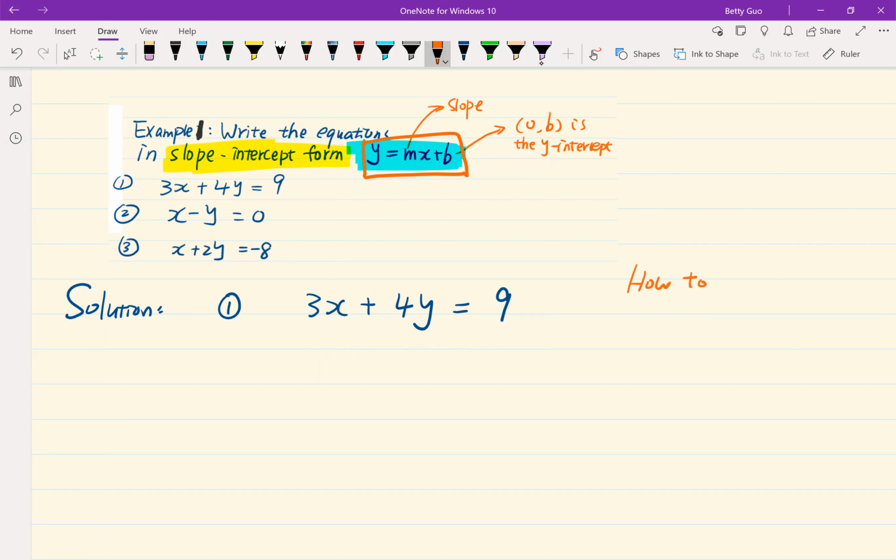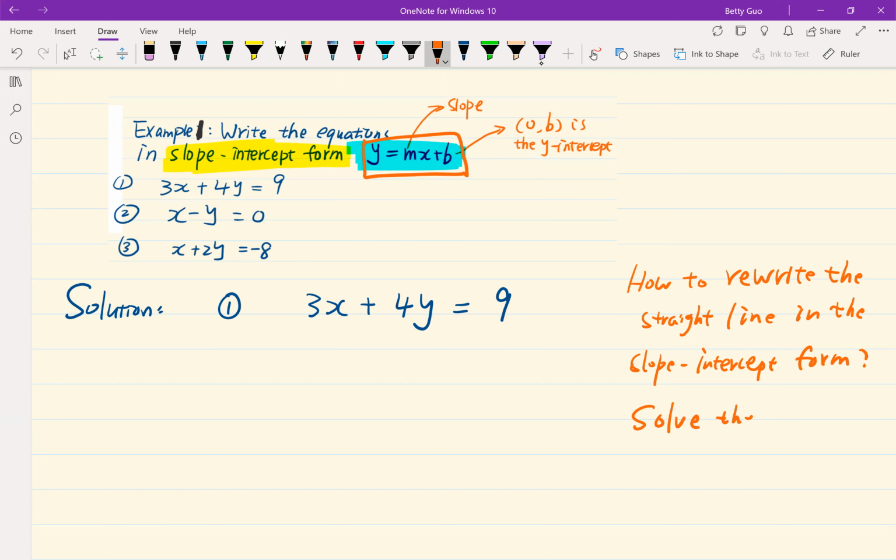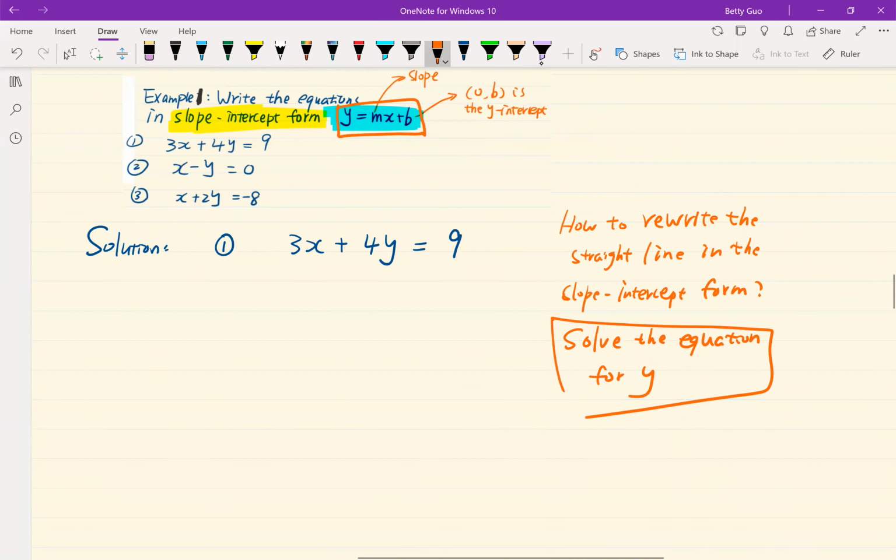How to rewrite the straight line in the slope-intercept form? We solve the equation for y. Okay? Yeah, the answer is we solve the equation for y. In other words, we are going to isolate y on the left. Okay?